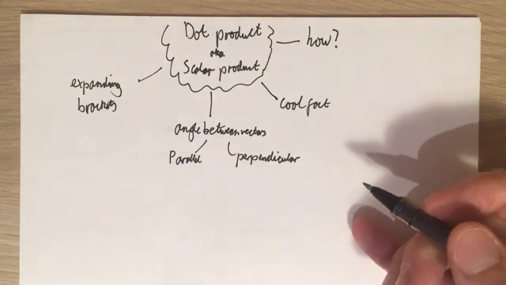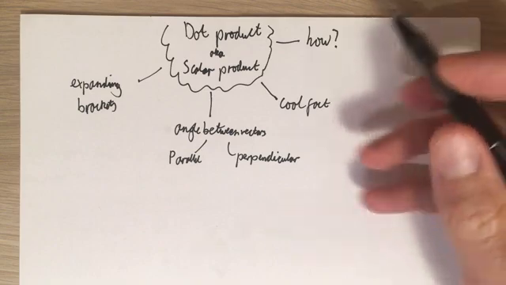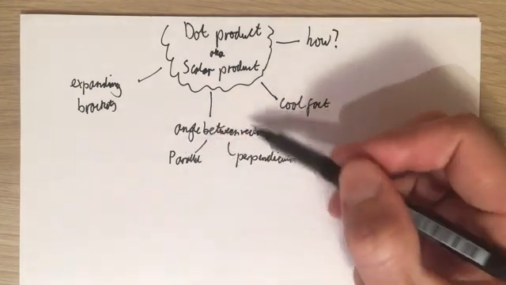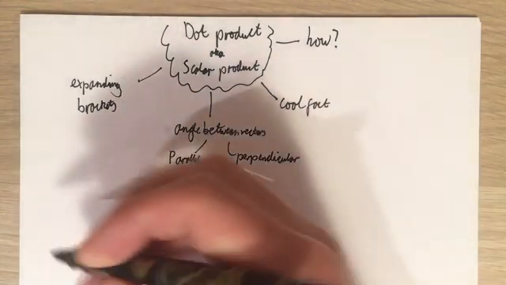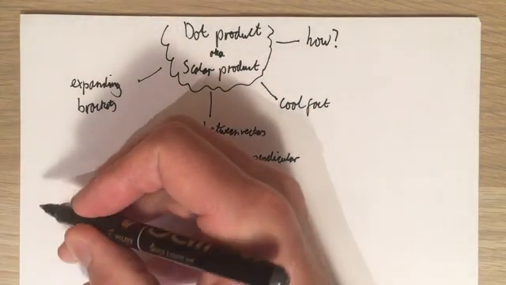So let's have a think about it. Let's think about how we can do it. Then there's a cool fact about it. We can use it to find the angle between vectors, and we can expand brackets with it. So how can we possibly multiply 2 vectors together?